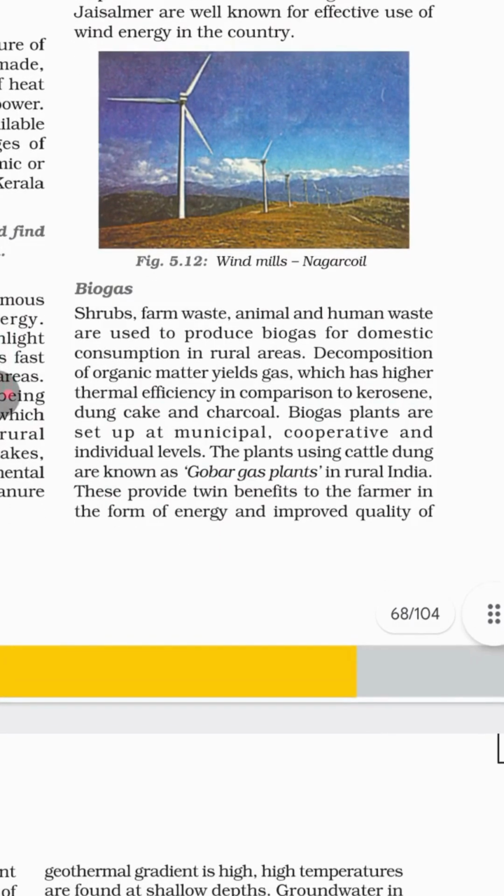Biogas. This is one of the most important forms of energy in a farmland, where the farm waste can be used to make bioenergy and the residue can be used as fertilizer. So there is no wastage coming out of the farm. Zero wastage. Understand? So biogas plants are set up by municipality, cooperative and individual levels also. In fact, in some places the state government is paying money to the farmhouses to put up biogas plants.